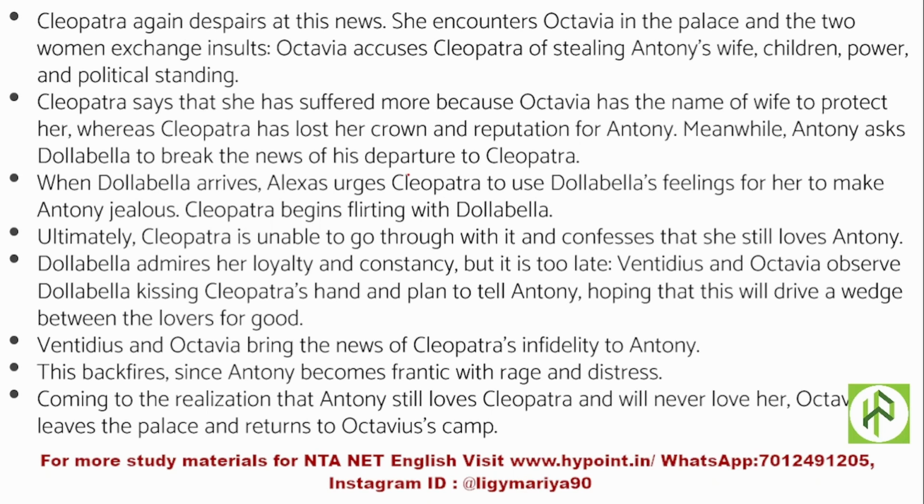When Dolabella arrives, Alexis urges Cleopatra to use Dolabella's feelings for her to make Antony jealous. Cleopatra begins flirting with Dolabella. So everybody is well aware that Dolabella has a crush, has a liking and an eye upon Cleopatra. So Alexis urged Cleopatra, said that you can have a fake flirt with Dolabella in order to make Antony jealous. So after hearing that, she felt that this is a good idea to make Antony stay back with her. So Cleopatra begins flirting with Dolabella.